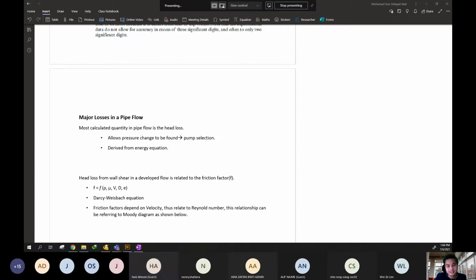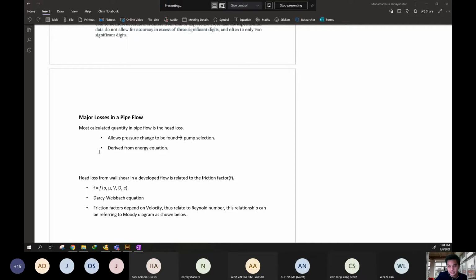Someone just answered correctly. Basically, the major losses come from the friction along the pipe. The longer the pipe, the more friction, because the friction is directly proportional to the length. Later on I'm going to explain to you. So here, major losses.